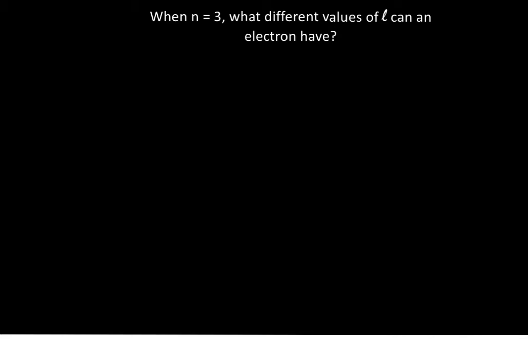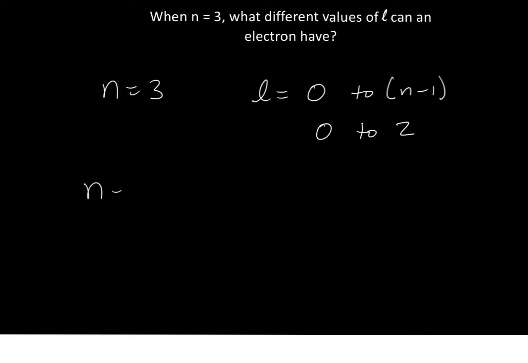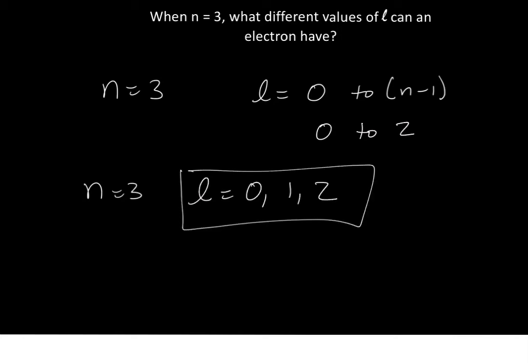Okay, so thinking about the n value, we know our n value is equal to 3. We know that the rules say if n is equal to 3, L goes from 0 to n minus 1, which in this case is 0 to 3 minus 1, which is 2. So if n is equal to 3, our L values can be 0, 1, or 2. And so it can have those 3 different values. L is equal to 0, 1, or 2 if n is equal to 3.